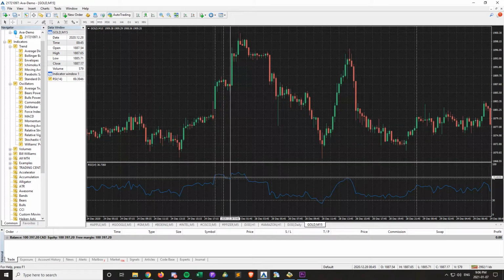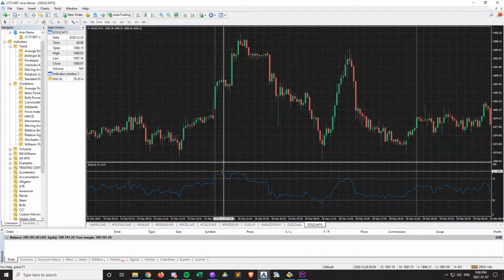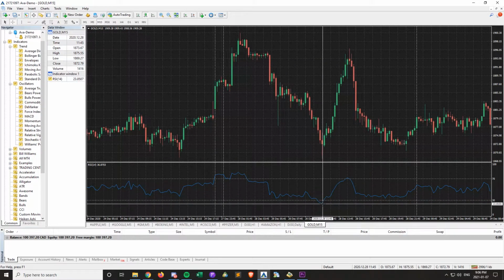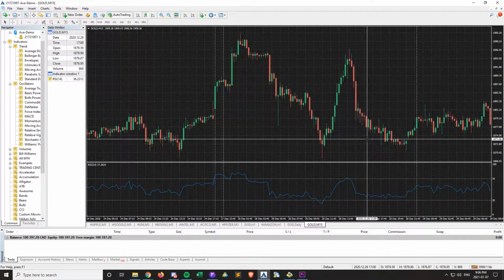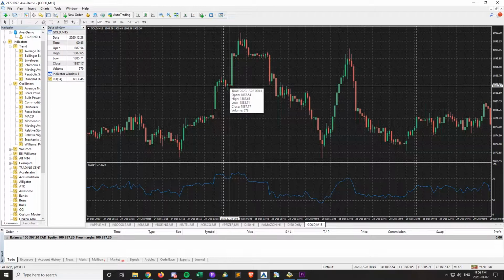So basically, we're going to be looking for a sell if it crosses from above to below the 70 line, and we're going to look for a buy if it crosses from below to above the 30 line. So it might look a little complicated, but it's super simple. So this right here, if we were using it the traditional way, this would have been a sell.